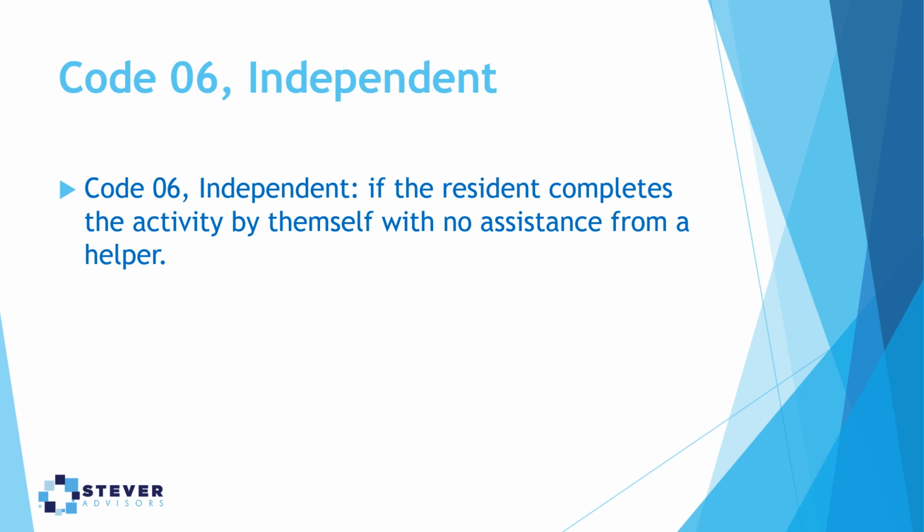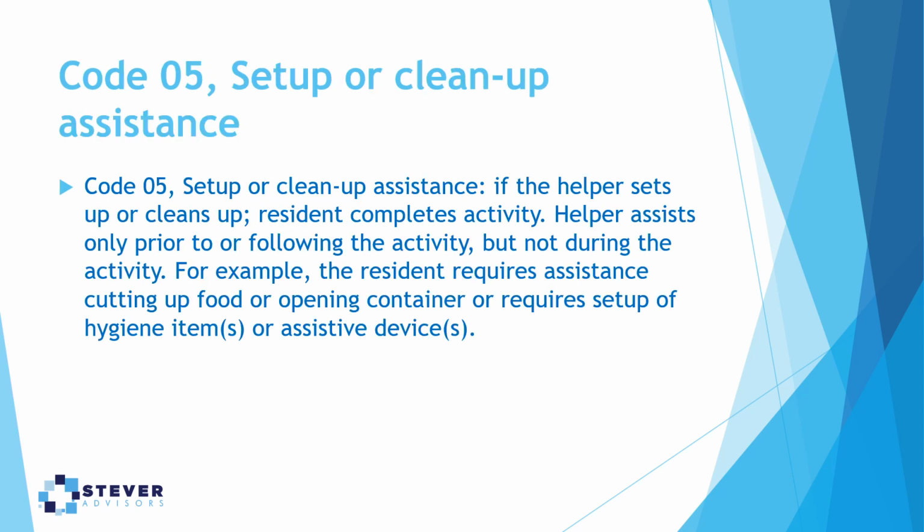Six is the code for independence. It is just like it says. The resident can complete the entire task with no assistance. 5 is the code for setup or cleanup assistance. The helper provides only assistance with setting up and/or cleaning up before and/or after the task, but the resident can complete the actual task on their own. An example of this would be if the resident needs help opening containers, cutting up food, etc., but can eat without assistance.